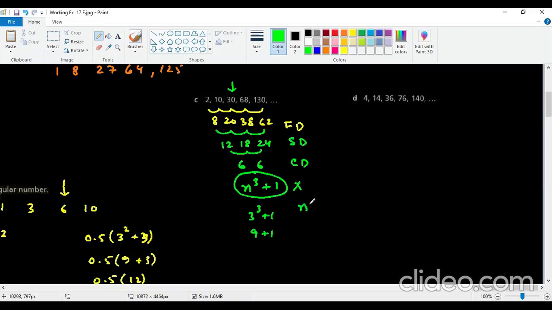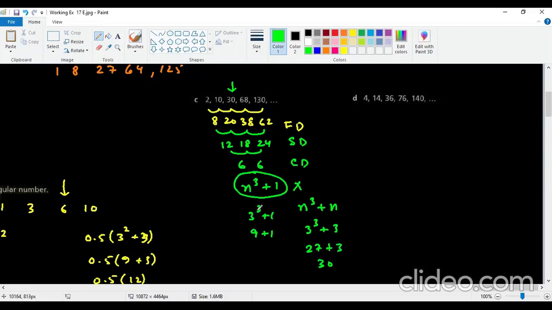This is n cube plus n. That means you will be adding the term number. So let's begin and find out if it is correct or not. That means 3 cube plus 3. Let's see. This is 27 and plus 3 is giving us 30.